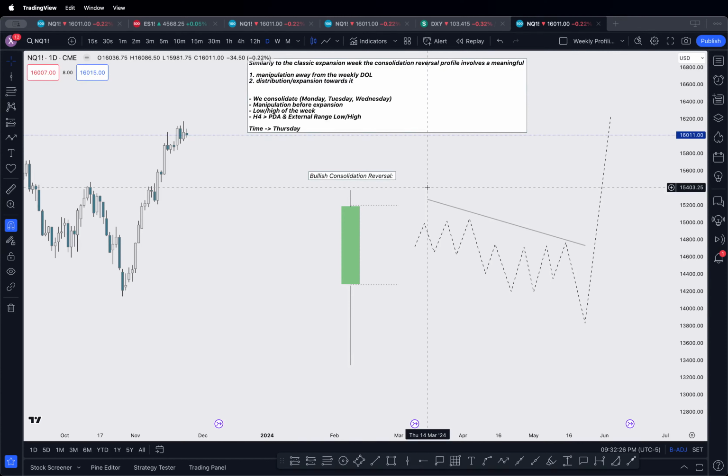Draw on liquidity. And once that's been met, if it has been truly a bullish consolidation reversal profile, meaning Thursday meets the draw, what will Friday do? In most cases, retrace. Exactly. So the high of the week and the close of the week are going to be a lower displacement away from each other than the low of the week and the open. So we expect our candle to look something like this, where this here is our high.